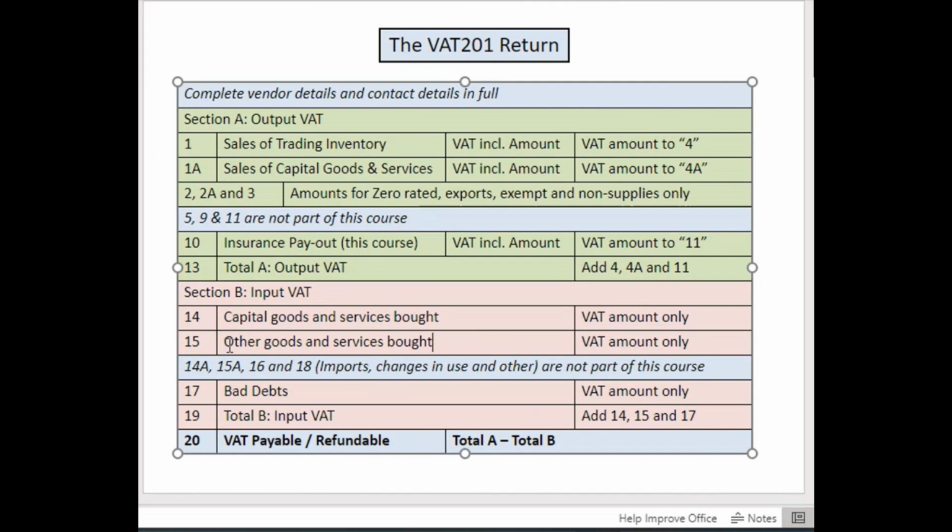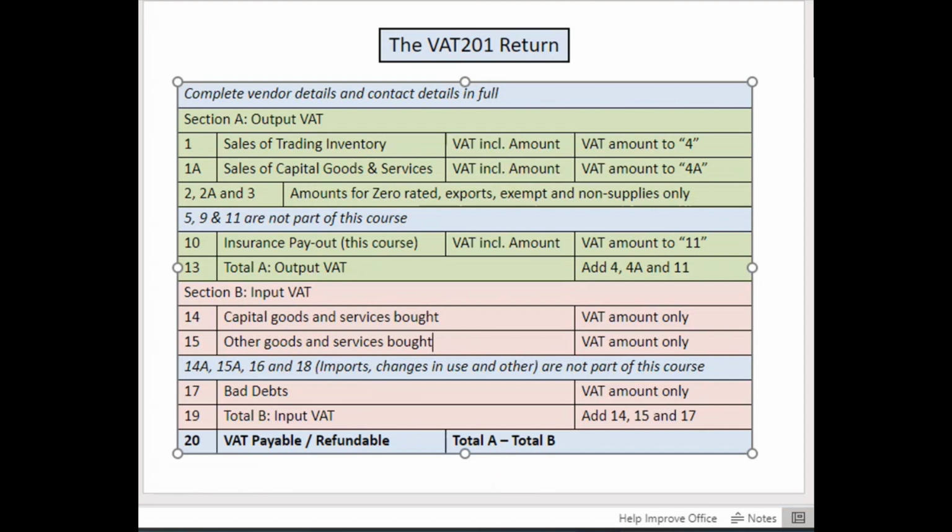But I don't think SARS is going to send an inspector to check your services bought and ask you why did you put it under 14 when it's supposed to be under 15. There are definitely rules, but I don't know those rules. And the markers do not care that you know those rules either. You must just make sure that once you've completed those columns, everything that can be transferred to the VAT form is actually transferred, because that's why you did it.